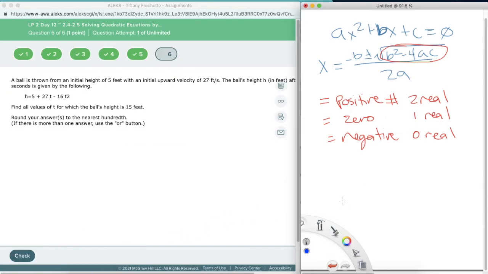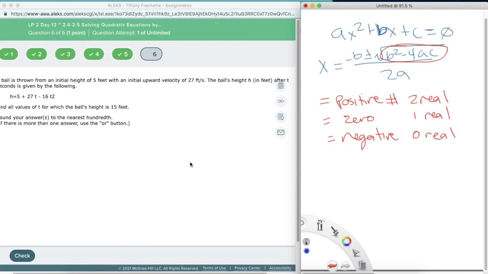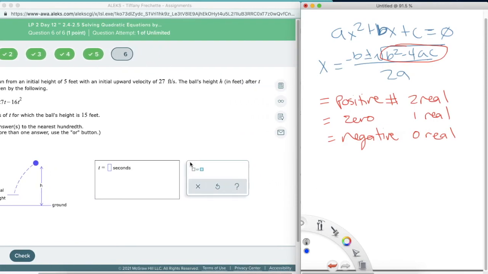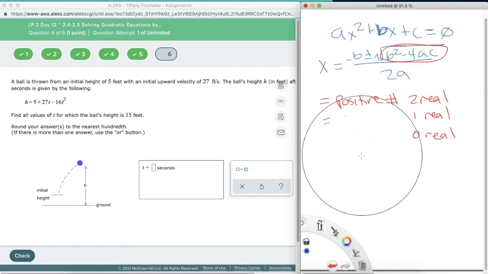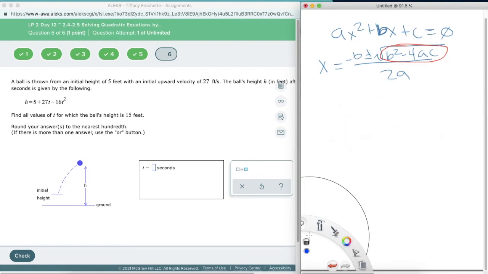Okay, a ball is thrown from an initial height of 5 feet with an initial upward velocity of 27 feet per second. The ball's height, h in feet, after t seconds is given by the following. So they gave us this story to go along with this equation instead of just giving us the equation. Find the value of t for which the ball's height is 15. So I don't really need these right now. But I do want to use this equation here.